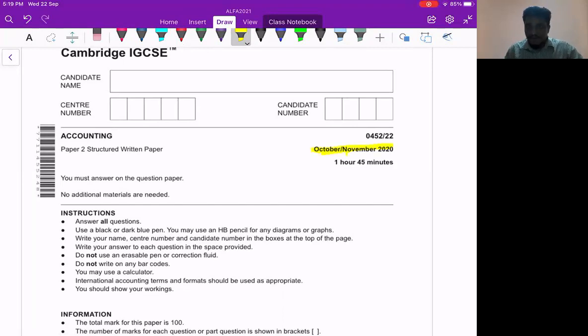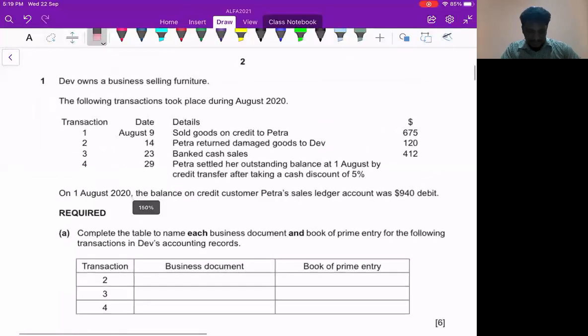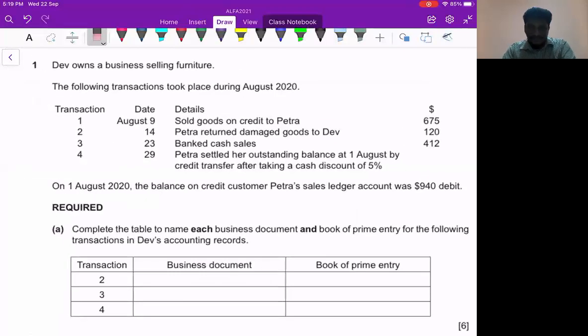This is the October-November 2020 paper, variant number 22. We will try to finish all the questions as much as we can for today. Okay, the first question. We read the question.